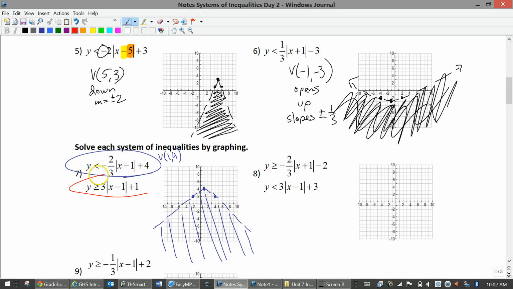So let's do the next one. Vertex again, 1, 1, and we have a slope of plus or minus 3. That's a number out in front of the absolute value bars. That is a positive number, so it's going to open up. So we're going to go up 3, right 1, up 3, left 1, and it's a solid line. Okay? And if we look at our statement, it's y is greater than, so we want to shade above the curve, all the ordered pairs where the y coordinate is greater than the curve.